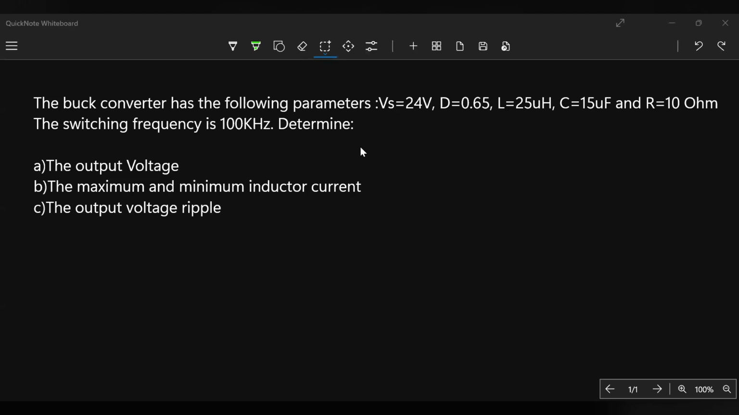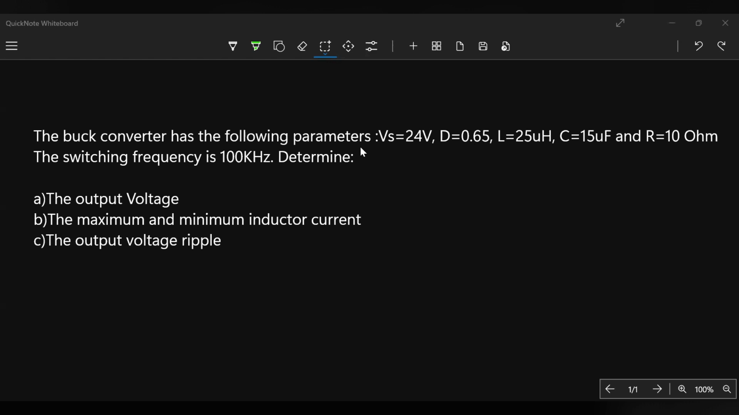So here we have our first problem on DC-DC converters, which are also known as choppers. The first problem here, we are going to look at a buck converter. A buck converter is a chopper that steps down the DC voltage, so the output voltage is always smaller as compared to the input voltage.